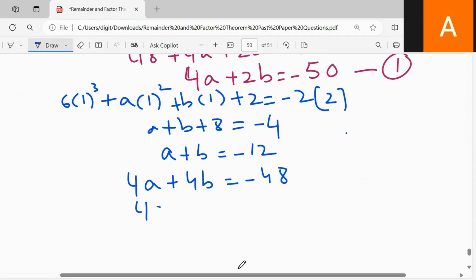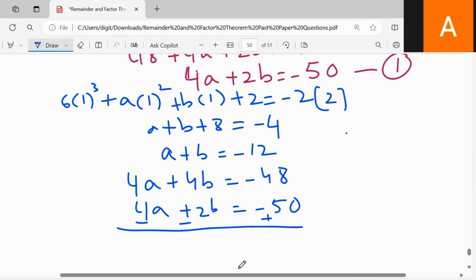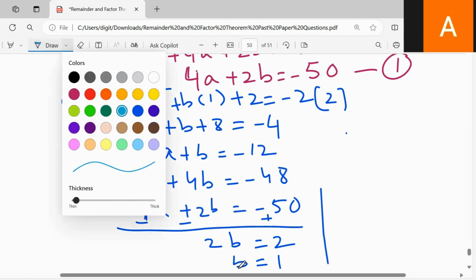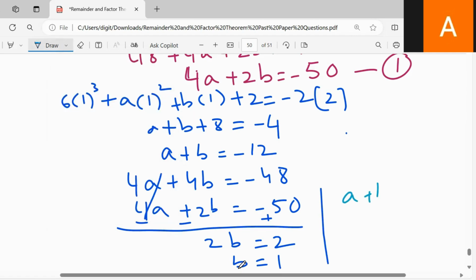Now you write the first equation. And solve it. 2b is 2. So the value of b is 1. And when you substitute this value 1 in the above equation, which is a plus b is 12, then you can find the value of a as well. So a is minus 13. So this is how you can find the value of a and b.